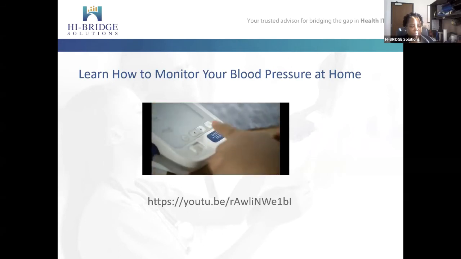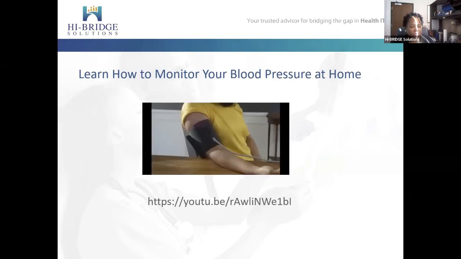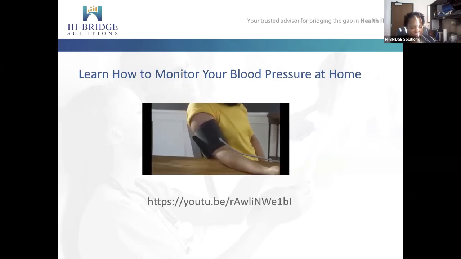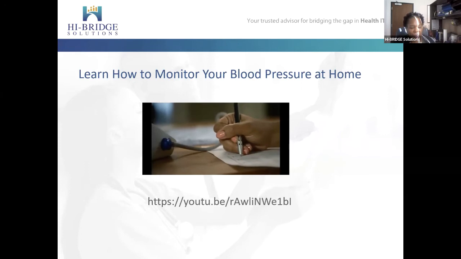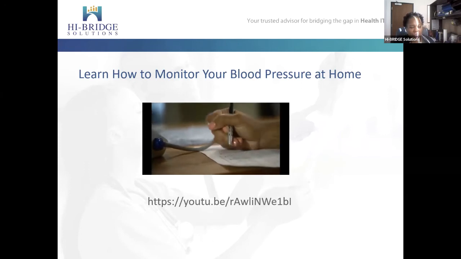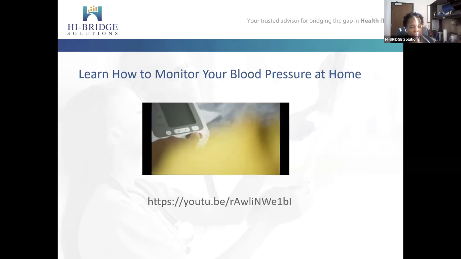Avoid talking while taking your blood pressure. Once your first measurement is completed, write down the blood pressure numbers and pulse that are displayed on the device. Wait 1 minute and then repeat this process again.